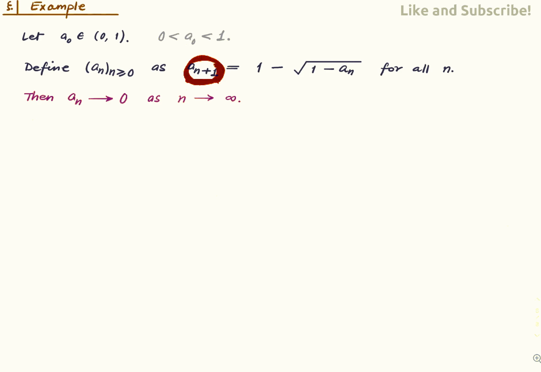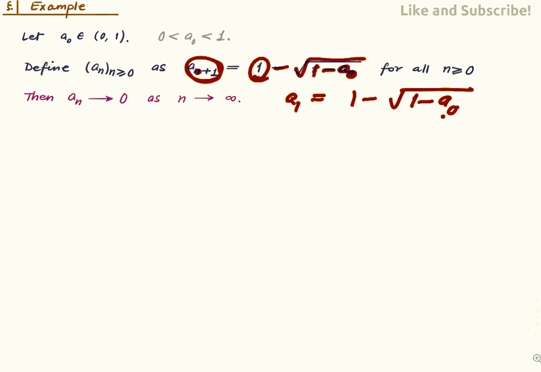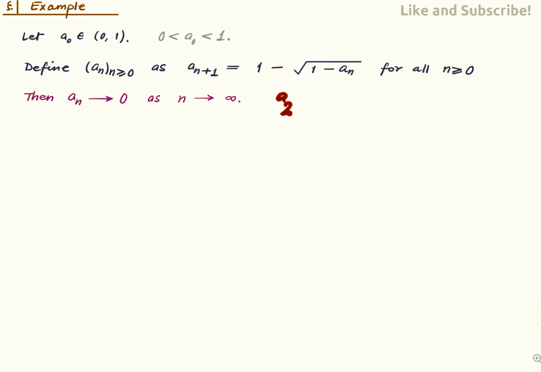The n plus 1th entry of the sequence is 1 minus square root of 1 minus the nth entry of the sequence. This is for all n at least 0 in fact. Okay. So what is a1? a1 is 1 minus square root of 1 minus a0, right? You substitute n equals 0, you will get a1 is equal to 1 minus square root of 1 minus a0. If you substitute n equals 1, you get a2 equals 1 minus square root of 1 minus a1.